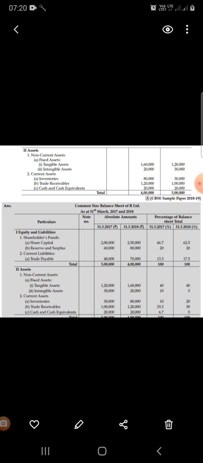Similarly, for all the particulars separately, we have to calculate the percentage of balance sheet total by dividing the absolute value of a particular year by the balance sheet total of that particular year into 100. In this way, we can easily calculate all the percentages of the balance sheet total.